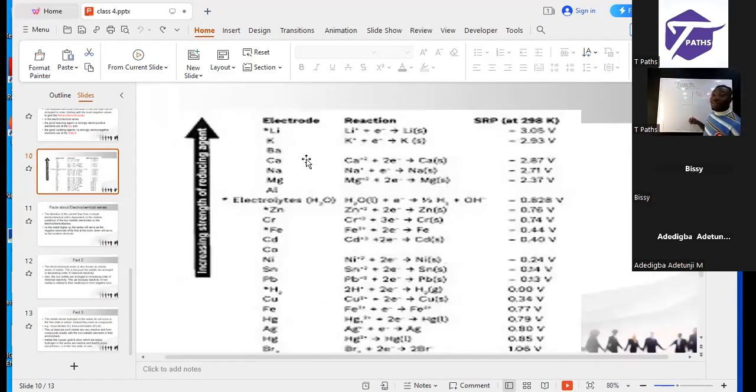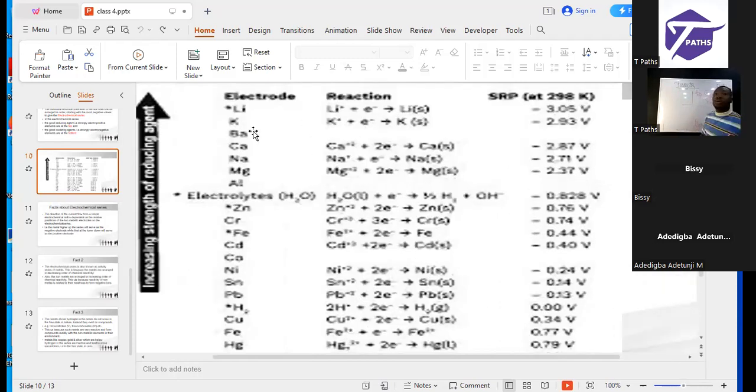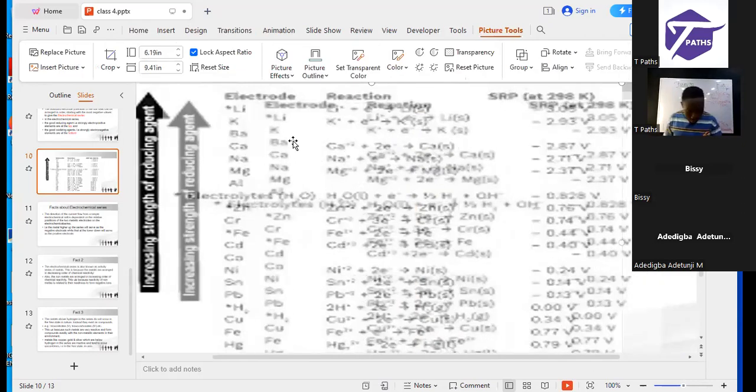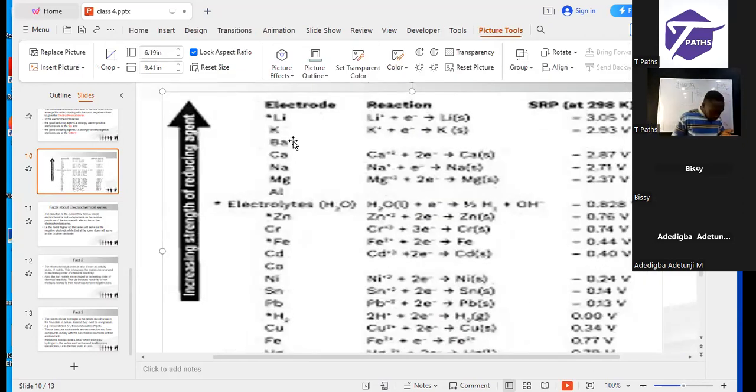And you need to also know that. Why? Because they are very good reducing agents, and they're also strongly electropositive in nature. Now, I created a demarcation here. Why? Because in as much as we have these metals here, there is a tweak to everything here. There is H2 here, hydrogen. The hydrogen has 0 electron volt.